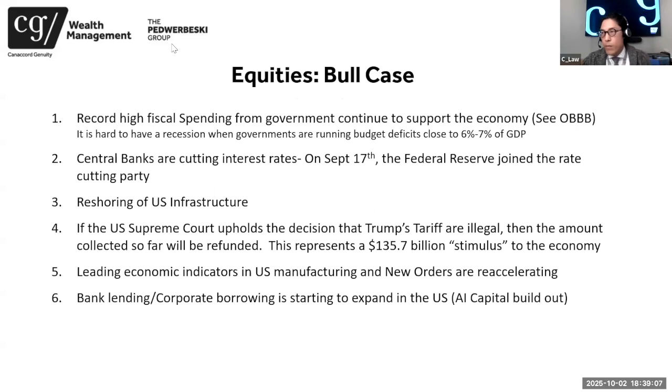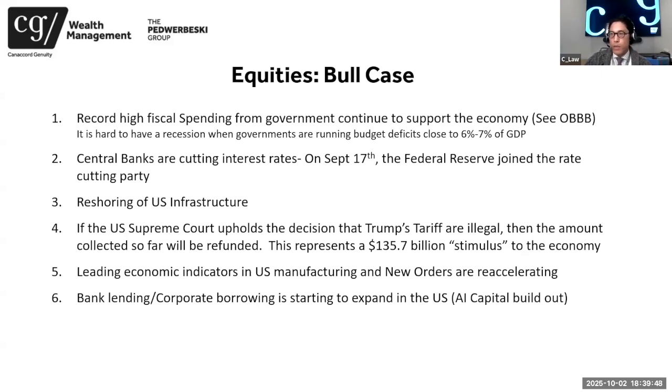On our bull case side, we're continuing to see record high fiscal spending from governments who continue to support the economy. The One Big Beautiful Bill Act is a perfect example. We have a slide on that. Bottom line, it's hard to have a recession when governments are running budget deficits close to 6 to 7% of GDP. Typically, a government would run that during wartime, but we're doing that now, both in the US and Canada. Central banks are cutting interest rates globally. Even this past September, the Federal Reserve joined the party and started to cut rates as well, and obviously the Bank of Canada did as well.